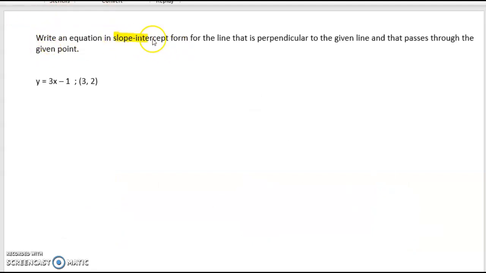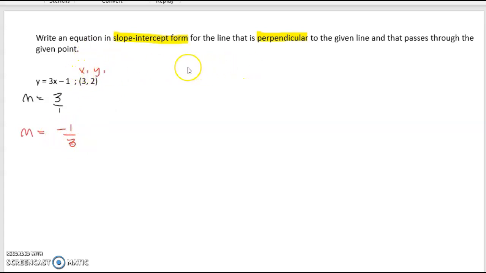Write an equation in slope-intercept form. So I need my answer to be slope-intercept form, and I need the line to be perpendicular to this one here. So for this line, we know that the slope is a 3. So we need to do opposite and reciprocal of that. Well, this is a 3 over a 1. So to make opposite and reciprocal, it's going to be a negative 1 over 3.